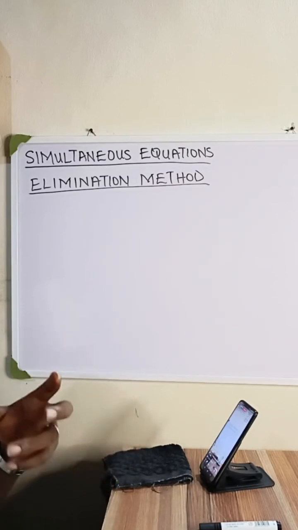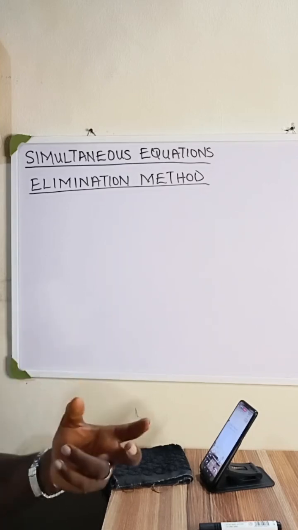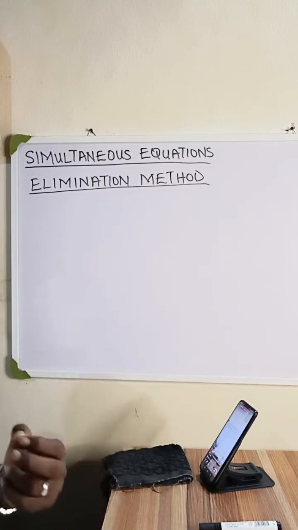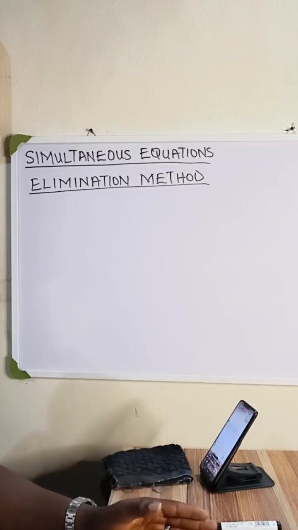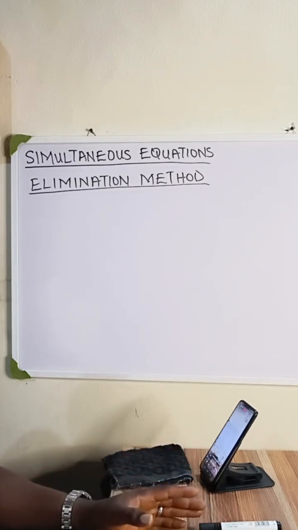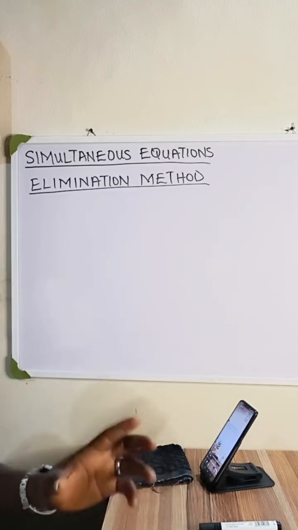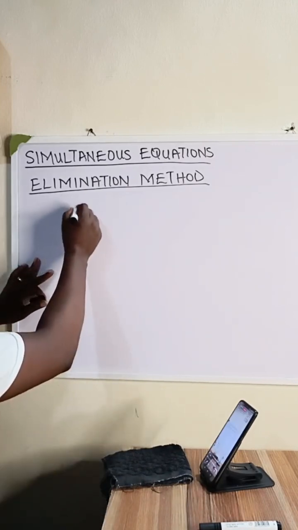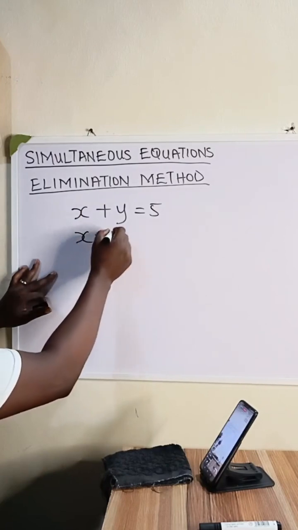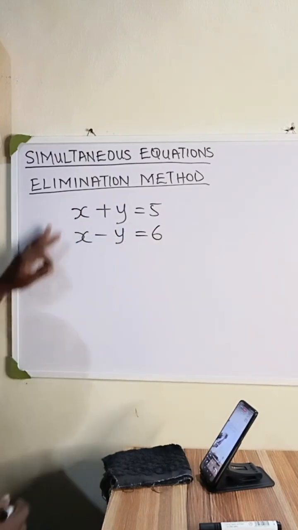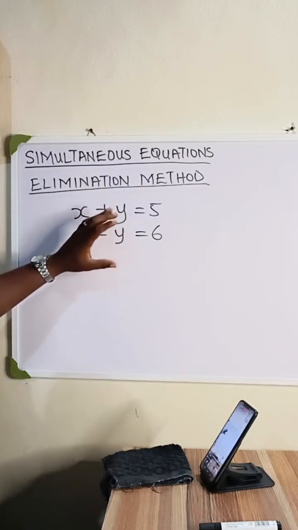We also said in our previous class that simultaneous equations involve two or more equations that we are expected to solve together. So when you have two or more algebraic equations that have the same variables and you're expected to solve them together, those equations are called simultaneous equations. So if I have x plus y is equal to 5, and then x minus y is equal to 6, for example, we can say these two equations are simultaneous equations.